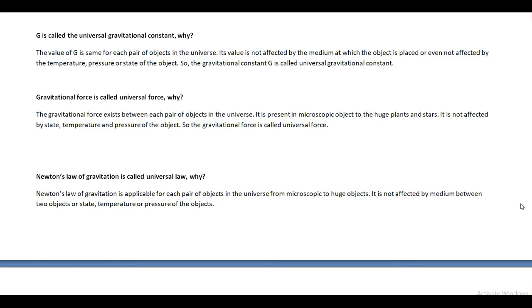And Newton's law of gravitation is also called Newton's universal law of gravitation. That means it is also a universal law. The reason behind this is that this law is applicable for each pair of objects in the universe, from microscopic to huge objects, and it is also not affected by the medium between two objects or the state, temperature and pressure of the object. That is the reason Newton's law of gravitation is also called a universal law.